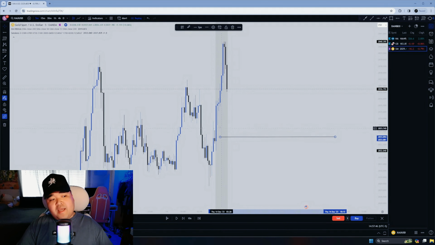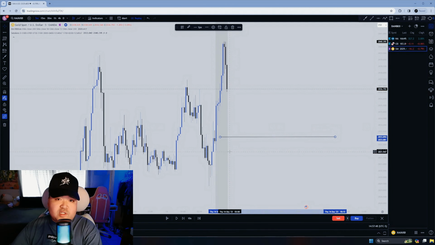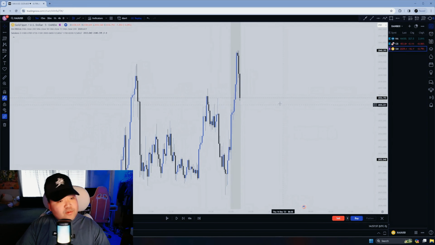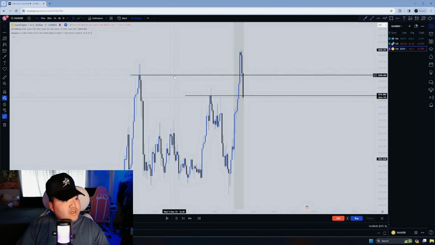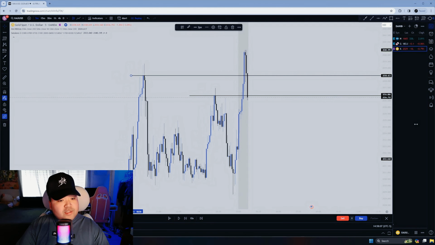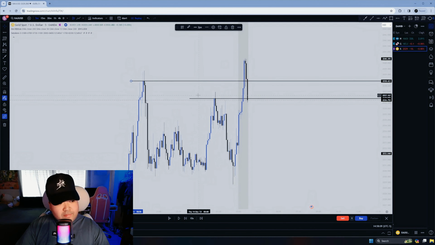Now keep in mind, how do you know if your zone is going to be valid? If we have a breaker structure and we have aggressive buying or selling. So at this point, I see that we already took out these highs right here, and then we took out these highs. Those were the two previous highs that were created. And on that bullish move, it literally broke above both of these highs.